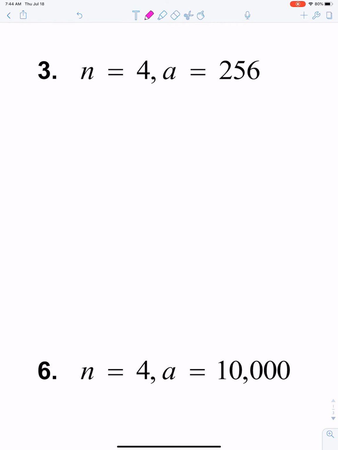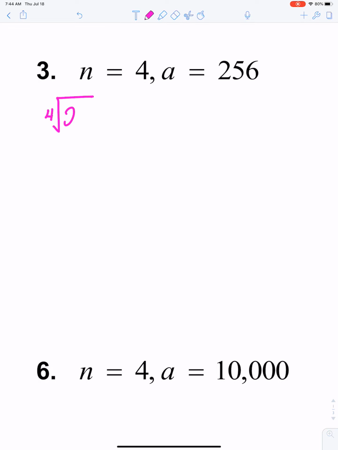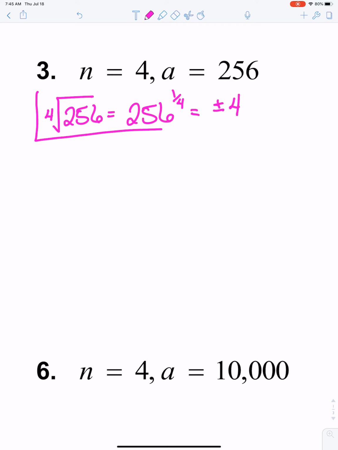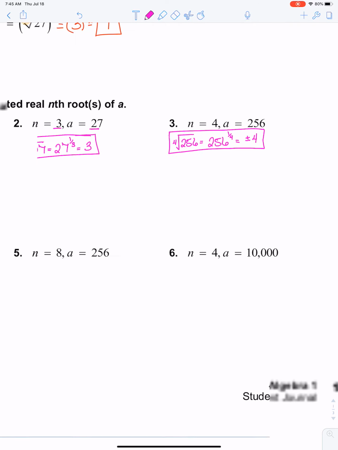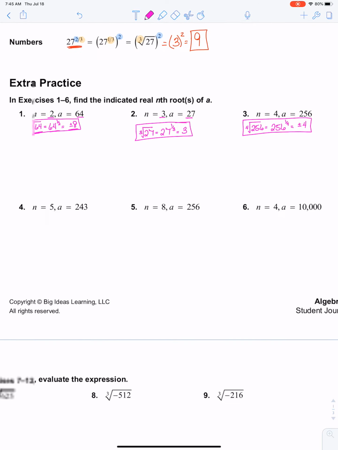Okay, so the nth root of a, so the 4th root of 256, or 256 to the 1/4 power. The 4th root of 256, okay, it's an even root, so it's going to be plus or minus, and the 4th root of 256 is actually 4. So this whole thing is our answer in this case. Okay, so far so good, I'm hoping.